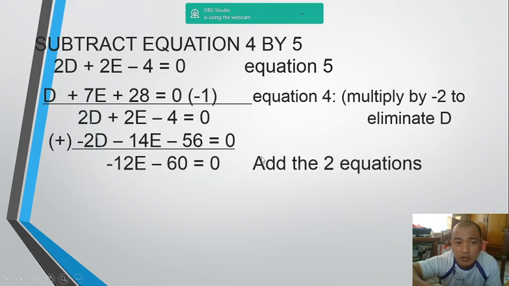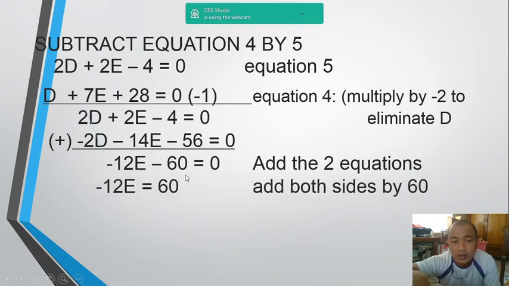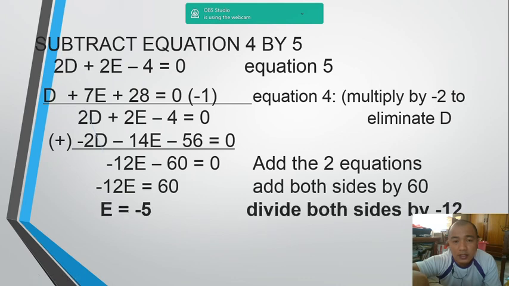Negative 2, so it becomes negative 2d minus 14e minus 56. Eliminate d. Then 2e plus negative 14e is negative 12e minus 60 equals 0. Then add both sides by 60. Divide both sides by negative 12. So we have solved e. The value is negative 5.